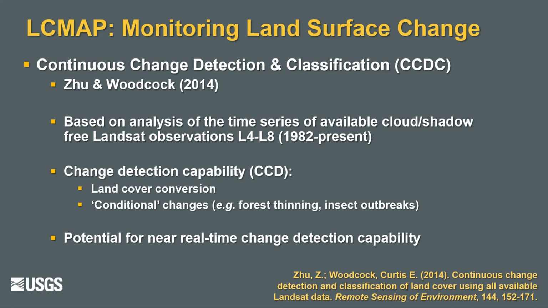The approach is called CCDC, where the last C is classification. The change detection capability allows us to identify pixels that have either had a land cover conversion, for example, like that grass to crop conversion, or conditional changes, for example, like forest thinning or insect outbreaks, where the cover doesn't change. The cover type is still forest, for example, but an event has happened. And it has the potential for near real-time change detection.